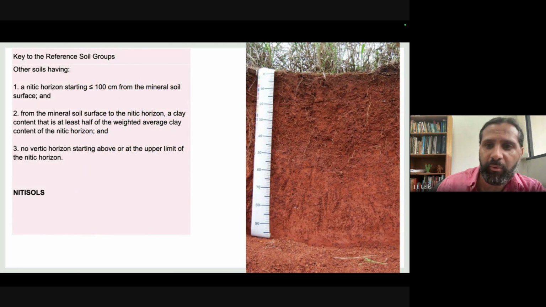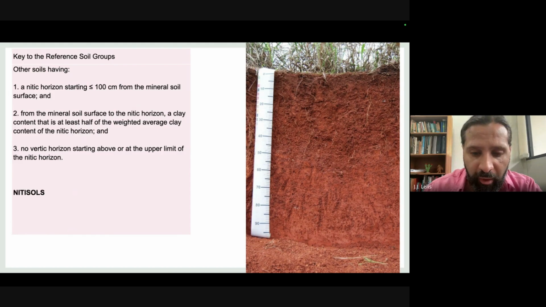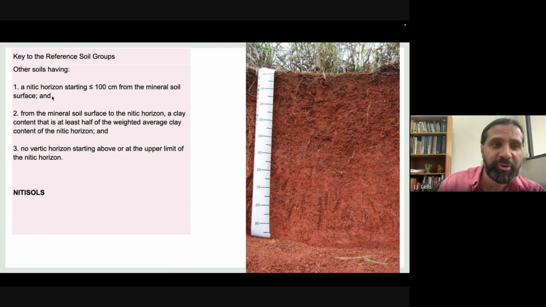And now we start to see some soils that don't have any problem with root percolation or water percolation, but they can concentrate iron or anything else in the soil. Let's start with the Nitisols. The Nitisols are soils that cannot be classified in the previous reference soil groups.